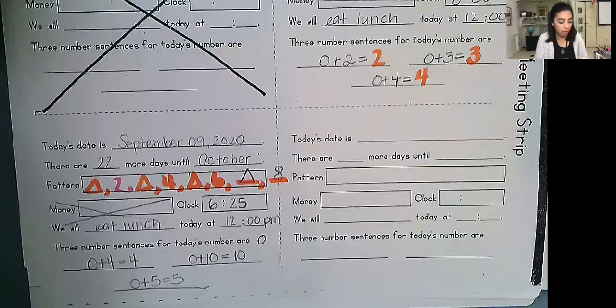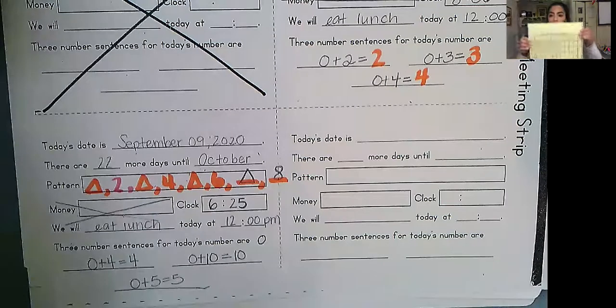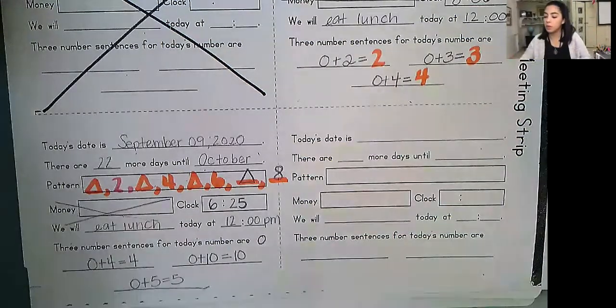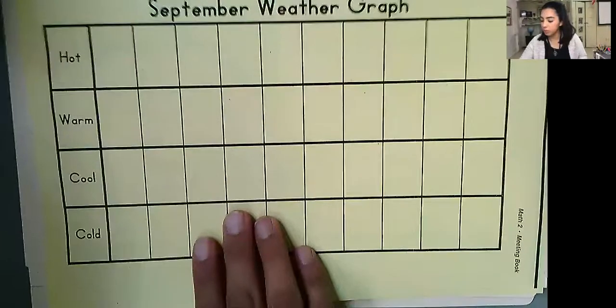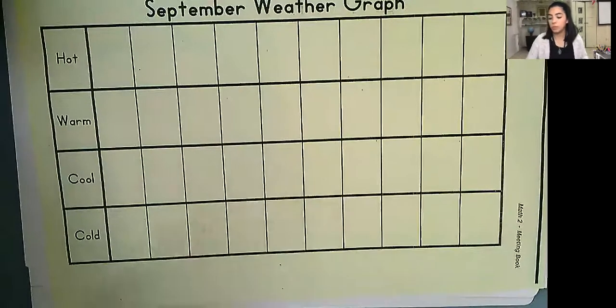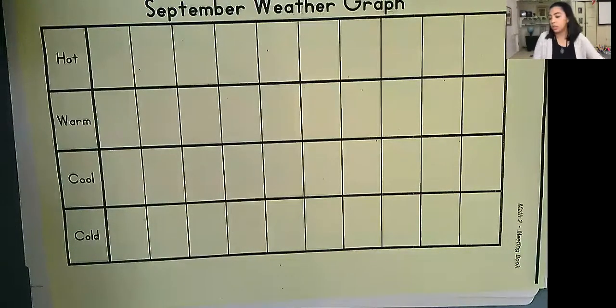The next thing that we're going to do today is we need our weather graph. I asked you to pull that out. It looks like this. So let's continue. This looks a little different, doesn't it? Every day of the month will be one box, okay?